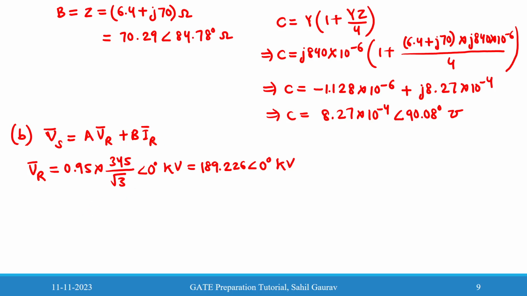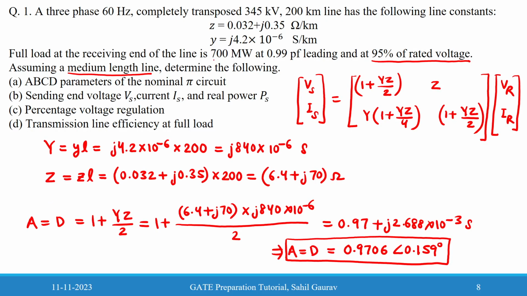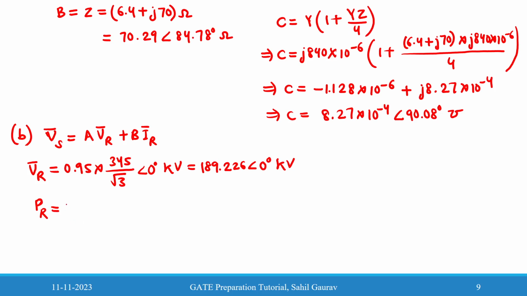Now we also need to find IR to find VS. So IR, how can we find? We will find it using the power, because power is given here. Power is given as 700 megawatt at 0.955 leading. So using the active power expression, we know that P = 3 VR IR cos phi. We use this expression because we are taking the phase value of voltage. So from here we will get the magnitude of IR.